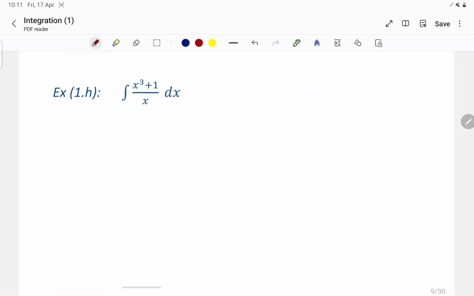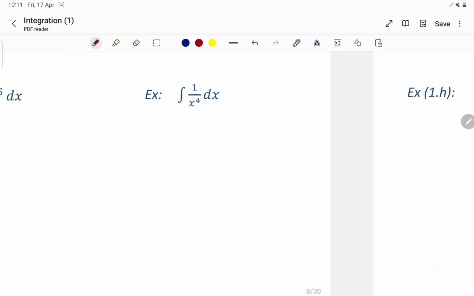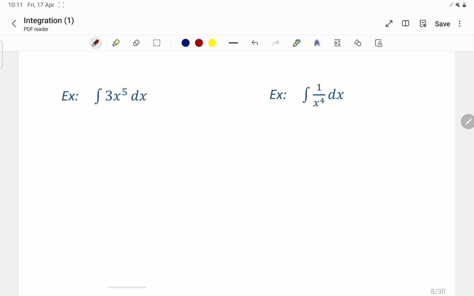Now we proceed to the next question. I think we should go through this example first, where we can see 3x to the power of 5. When we integrate, if you check the power, n is equal to 5. So we can use the basic rule, which is when you have x to the power of n, you add 1 and divide by n plus 1. So we will apply it here also. The first step, copy the whole function, 3x to the power of 5, plus 1 divided by 5 plus 1 is 6.